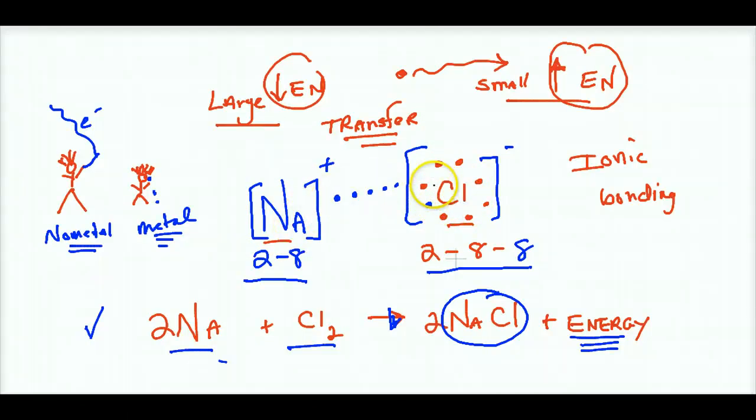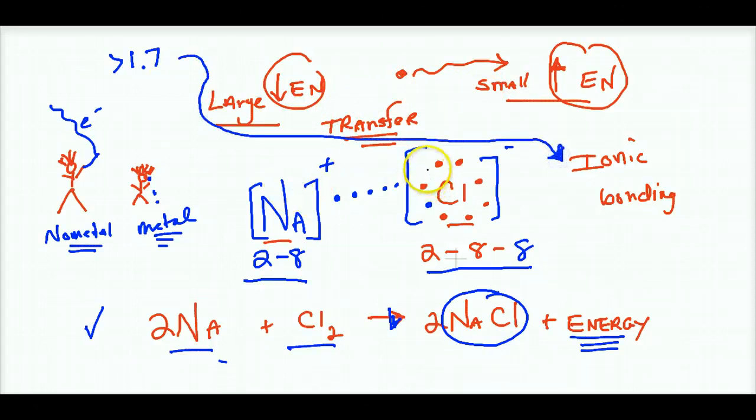Now, there's a general rule, and it's a 1.7 rule. It doesn't always work, but it's a general rule. If the difference in electronegativity is greater than 1.7, you're saying there's a great difference in strength, we have something called an ionic bond. You've just made ions, and we make ions by losing or gaining electrons. Let's look up. Let's go find where electronegativities are found.